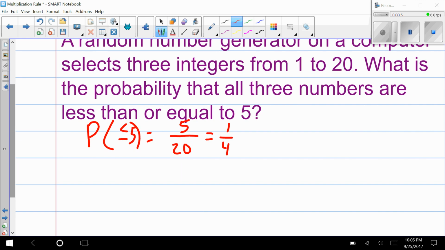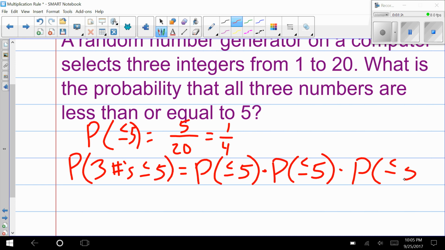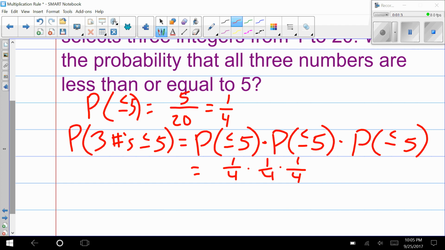Since I need 3 numbers less than or equal to 5, I'm looking for the probability that 3 of these numbers are less than or equal to 5. The multiplication rule of probability says that I take the probability that my first number is less than or equal to 5 times the probability that my second number is less than or equal to 5 times the probability that my third number is less than or equal to 5. I plug in 1/4 for each of these, and then I just multiply. 1/4 times 1/4 times 1/4 makes 1/64. And that is the probability that 3 numbers are less than or equal to 5.